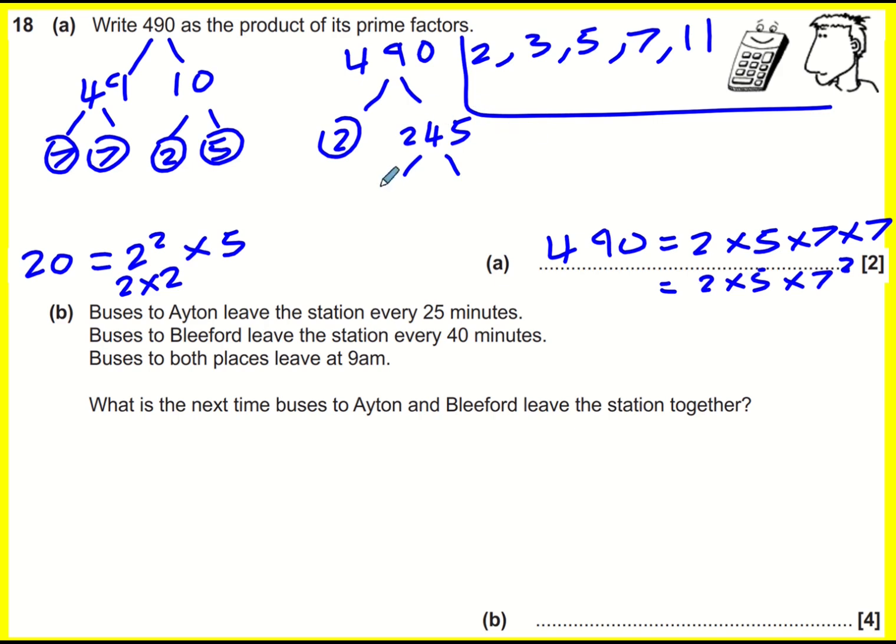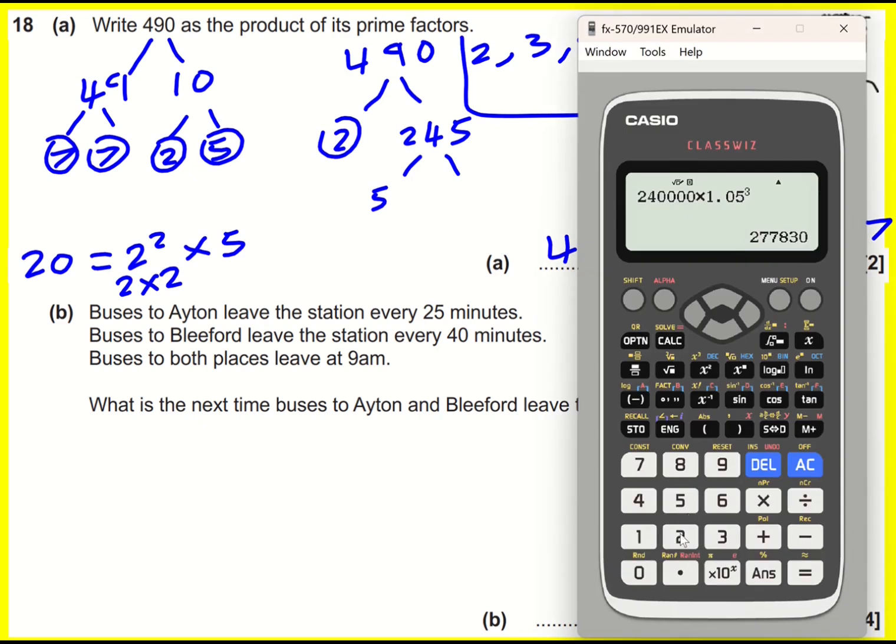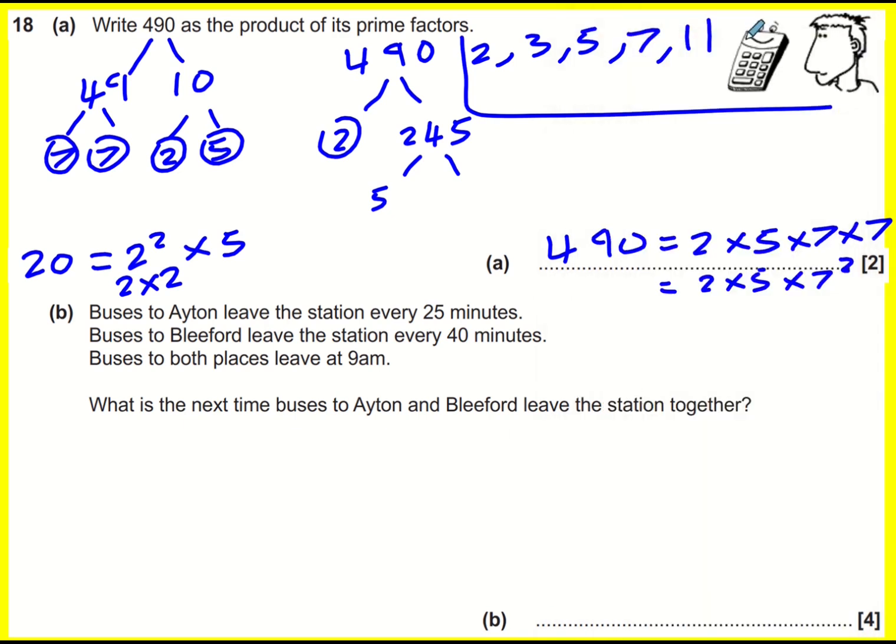The way to do it is to spot that 5 goes into it. 5 goes into any number that ends in a 5. And then I'd probably use a calculator for this bit. 245 divided by 5 gives us 49. Of course it had to, because that's my 7 times 7. And I get a different factor tree, but I get exactly the same answer.